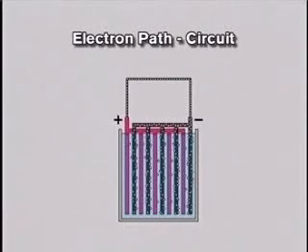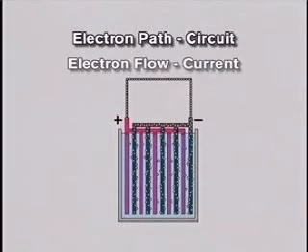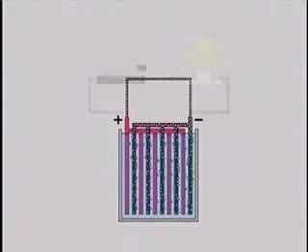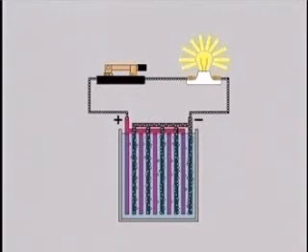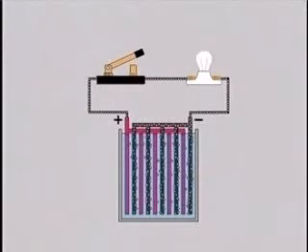Such a conductor path is called a circuit, and the flow of electrons through the circuit is referred to as current. If we add switches and electrical load devices to our circuit, such as lights or coils, we can control the flow of electricity and make it do work as it proceeds through the circuit.